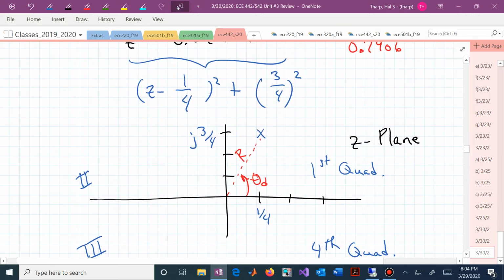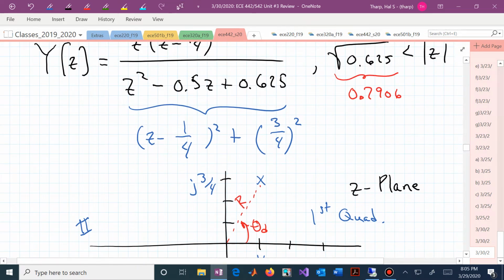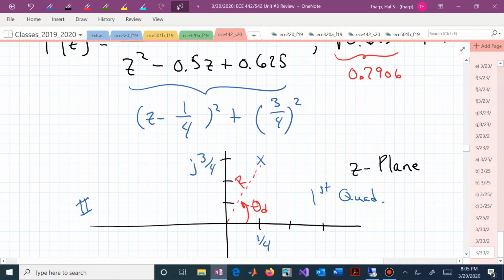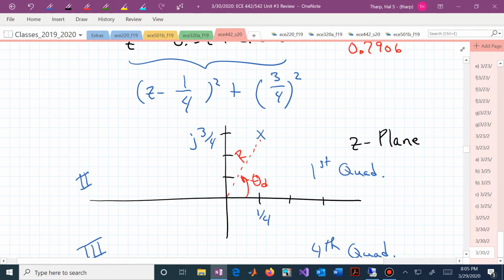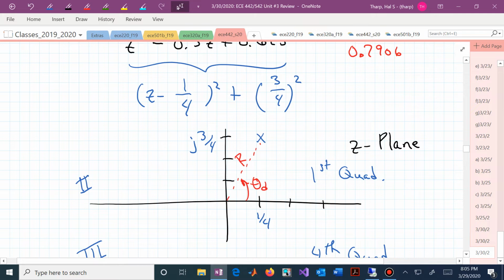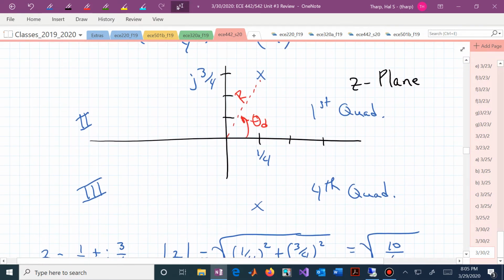We now have a pole, and you could express that pole in rectangular form, having a real part of 1/4 and an imaginary part of 3/4, or you could find the pole location in polar form. You could find the hypotenuse of that right triangle created by 1/4 and 3/4. R is now 0.7906, and that angle, theta sub d, is going to be the inverse tangent of the opposite side of theta sub d over the adjacent side, 1/4. Inverse tangent of 3 ends up being 71.56 degrees, and that makes sense.